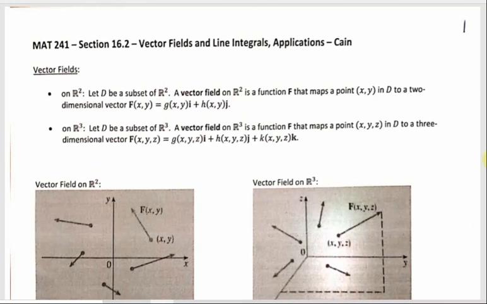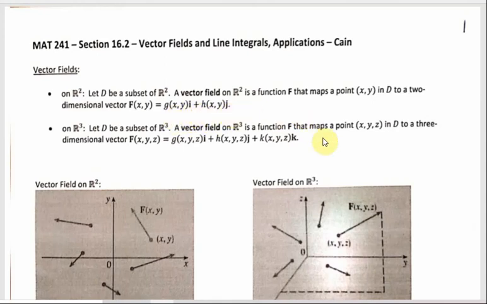The first thing in section 16.2, which is also what the rest of this section basically hinges on, is what vector fields are. Vector fields are functions that map a point to a vector. You can have them in R2, where you take a point in R2, just an x, y, which gets mapped to a two-dimensional vector, right? And you get the i and the j components there.